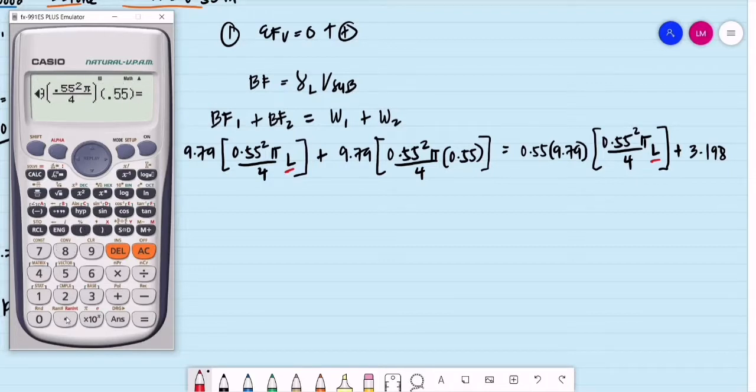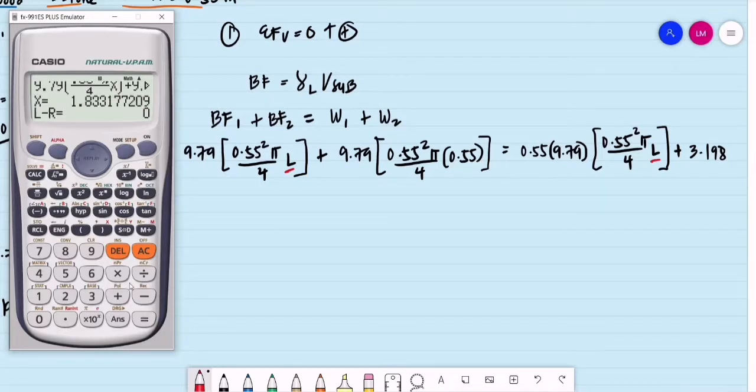Is equal to the weight of the wood, gamma volume, 0.55 times 9.79, then multiplied by the volume of the wood, 0.55 squared, pi, this is divided by 4 in terms of the length. So, alpha x. Then plus the weight of the concrete cylinder, 3.198. So, shift solve tayo.